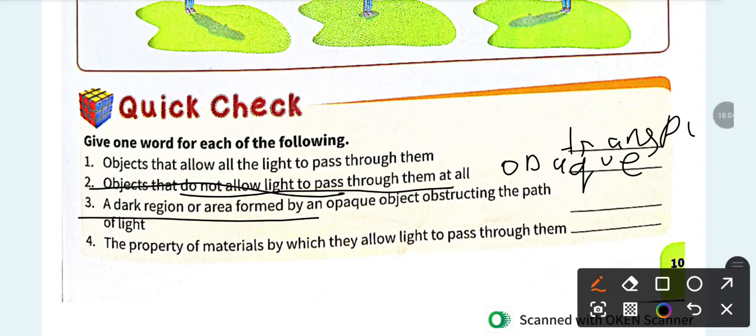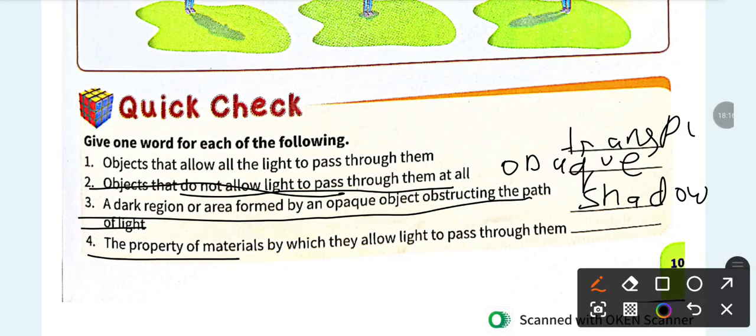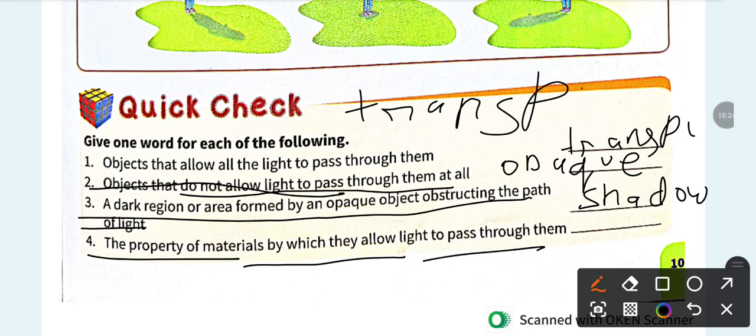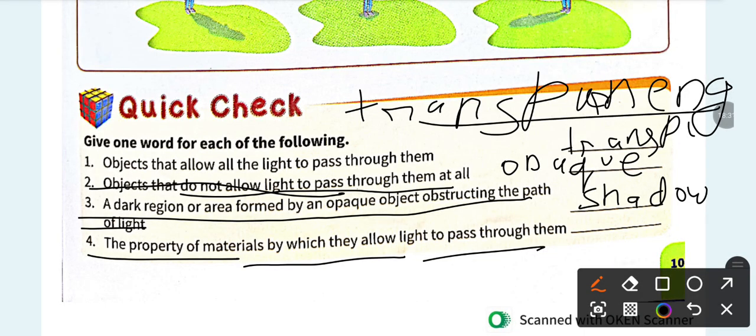A dark region or area formed by an opaque object by obstructing the path of light is known as a shadow. The property of materials by which they allow light to pass through them: you have seen the word transparent, right? Now we just have to add ENCY and make it transparency, and that's the property of materials which allow light to pass through them.